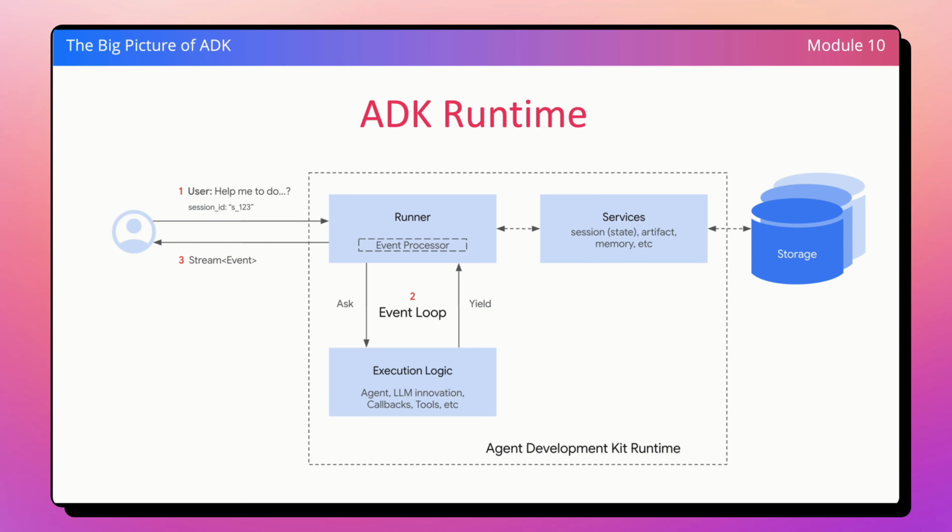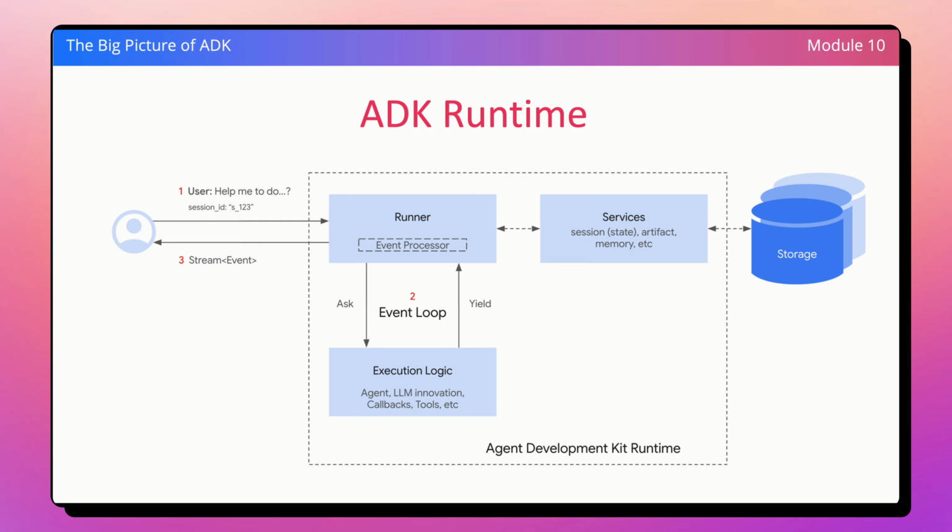And since some of these services are persistent and long-term memory, obviously you have to connect it to a database like Postgres or object storage like Google Cloud Storage. So these are the core building blocks: the runner, the execution logic, and external services coupled with a persistent storage backend. Now, what exactly happens when you create an agent and run it?